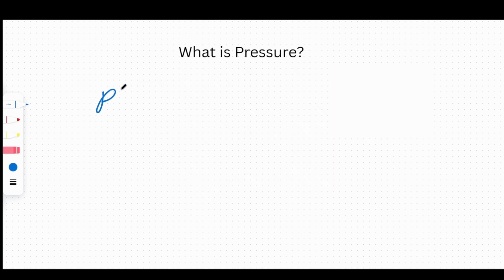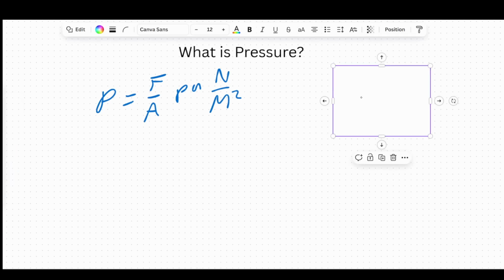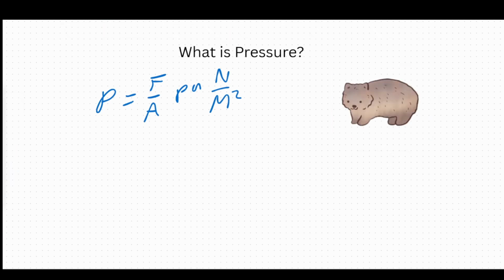In physics, pressure is defined as force over a given area, and it's usually given in pascals or newtons over meter squared. Now, I like to think of pressure as force given dimension. So, for example, if we take this wombat here and we imagine he's standing on a square, and that square is on a table, I suppose. This is a table. Sorry, I'm not the best artist.